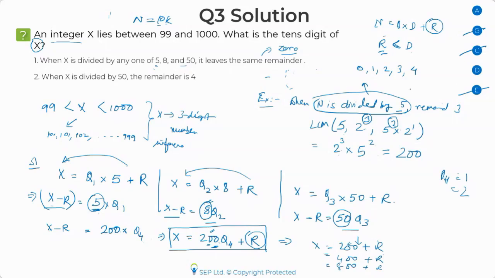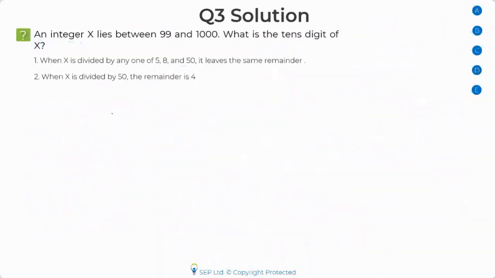Now let's look at the second statement. The second statement is pretty easy. Now, if you know n is equal to qd plus r, you can use it here. When x is divided by 50, the remainder is 4. Again, use this formula. The quotient you don't know, the divisor is 50, plus 4. And you're interested in the tens digit. Once again, think about it. If you take q as, say, and it has to be a 3-digit number, by the way, let's start with q equal to 2.